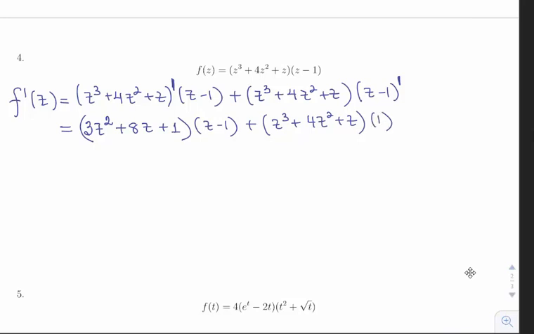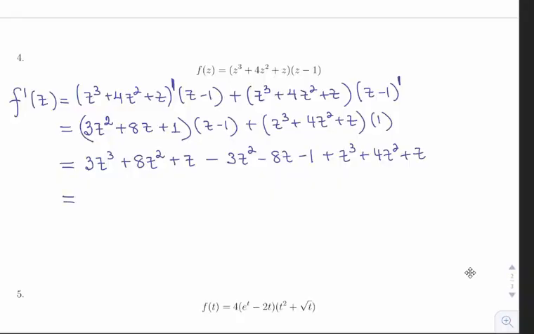All right, now we need to multiply everything through and combine like terms. All right, so what do we get here? This is 3z cubed plus 8z squared plus z minus 3z squared minus 8z minus 1. And here we just drop the parentheses. Okay, let's combine our like terms.